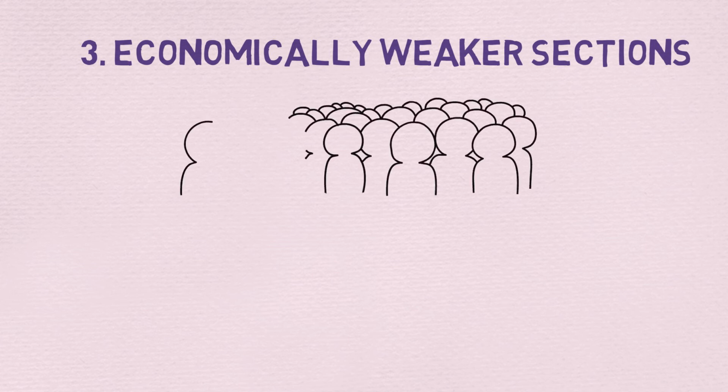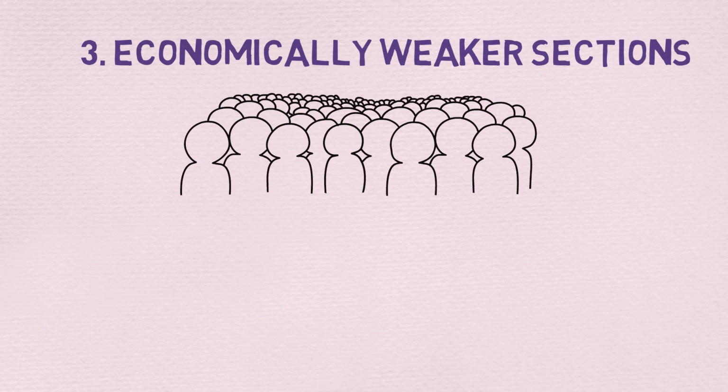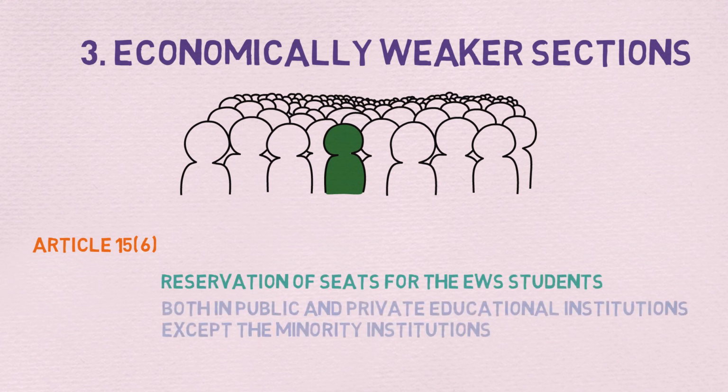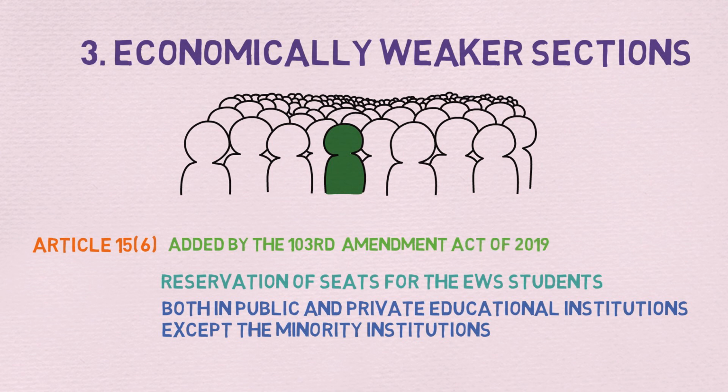Third, economically weaker sections. This includes citizens other than those mentioned in the 4th and the 5th clause who are economically weaker. Using Article 15 Clause 6, reservation of seats for the EWS students is possible both in public and private educational institutions, except the minority institutions. This provision was added by the 103rd Amendment Act of 2019.